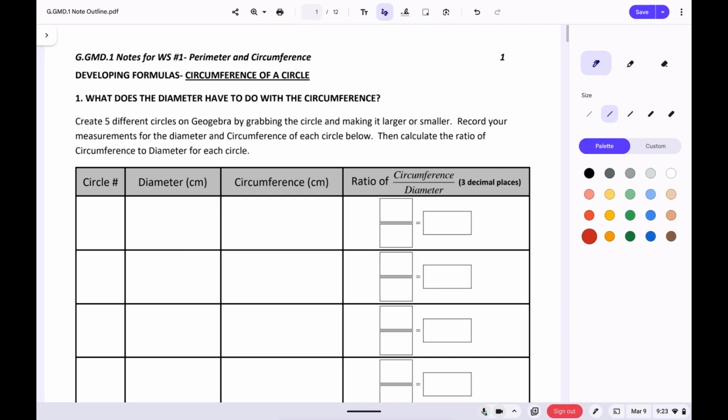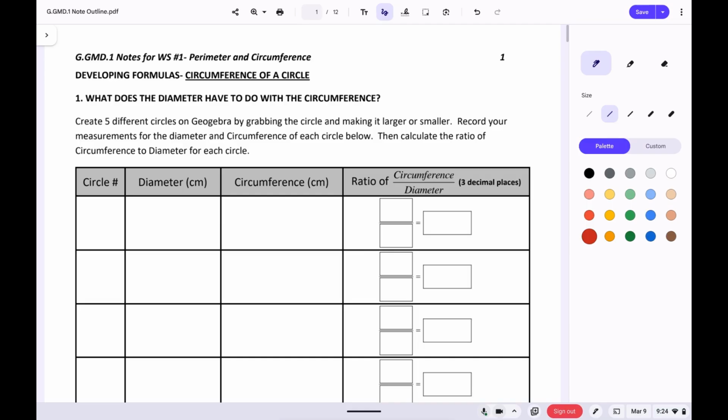Now on your page here, I want to go over what the diameter of a circle has to do with the circumference of the circle. So can anyone remember or remind me what is the diameter of a circle? The length from one end to another, and it has to go through the center of the circle. Okay, so when we think about diameter, we're going all the way across, like cutting that circle in half, but it's got to go through the center point.